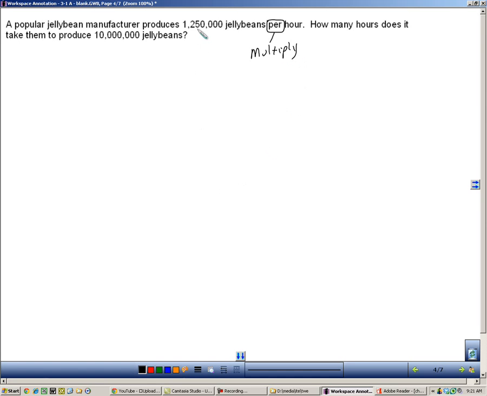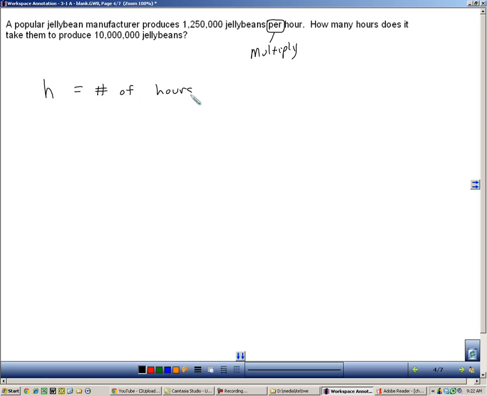So if I have 1 hour, I multiply 1 times this number of jelly beans. If I have 2 hours, I multiply 2 times this many jelly beans to show how many I'm going to make in that time. Now my question says, how many hours does it take to produce 10 million jelly beans? So what's the unknown? What's the thing that I don't know? And the answer is hours. So I'm going to say that h equals the number of hours.